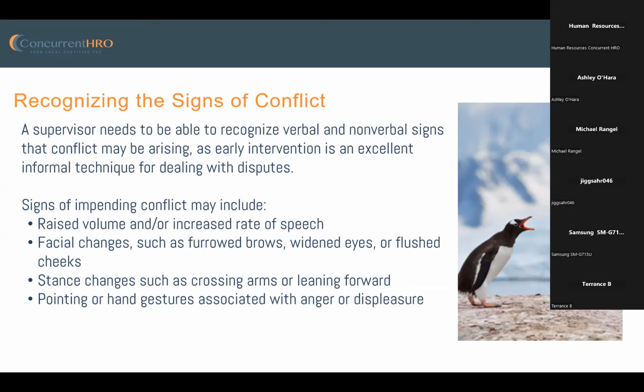This is going to be any employees who are raising the volume or increasing the rate of their speech. Any facial changes, such as furrowing of brows, widening their eyes, or flushing cheeks, just signs of really getting frustrated in a circumstance. Any kind of posture or stance changes, such as crossing your arms or kind of closing oneself off to a conversation. There are employees who try to kind of lean forward or intimidate in a conversation. Any kind of pointing or hand gestures, anything that would be associated with anger or displeasure would be another sign.